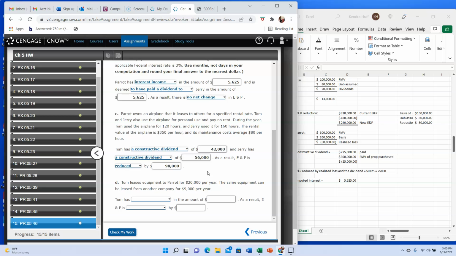Right, Tom leases equipment to Parrot for $20,000 per year. The same equipment can be leased from another company for $9,000. So he's making an extra $11,000 off of it, and that is a constructive dividend of 11. As a result, E&P is reduced by 11.